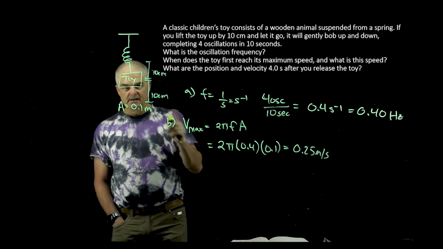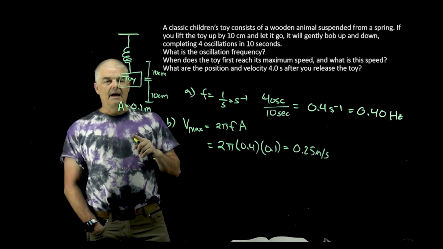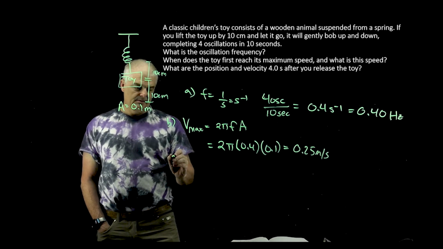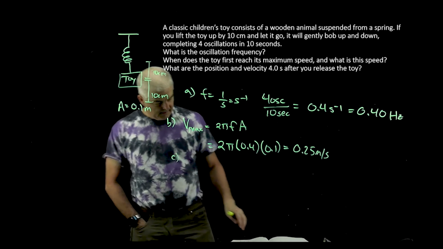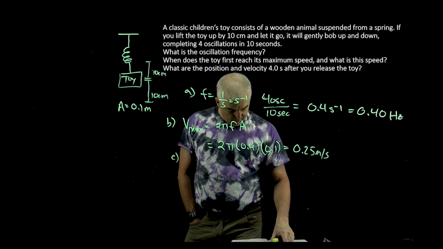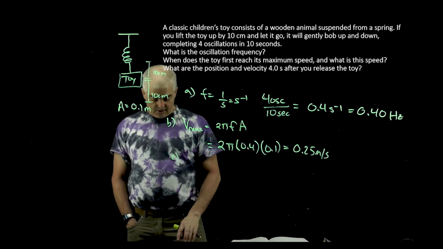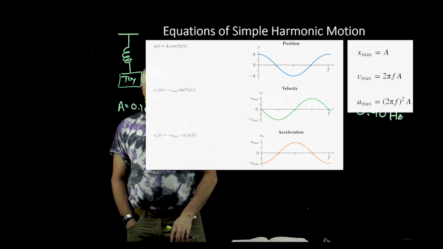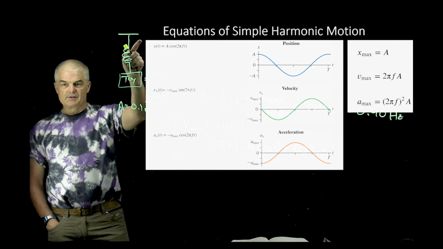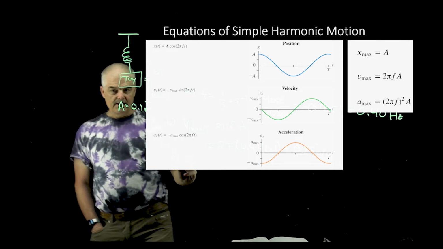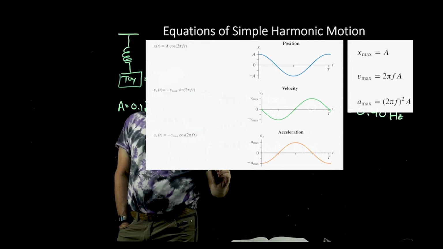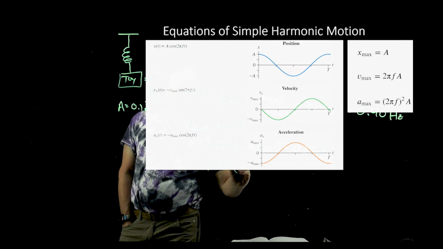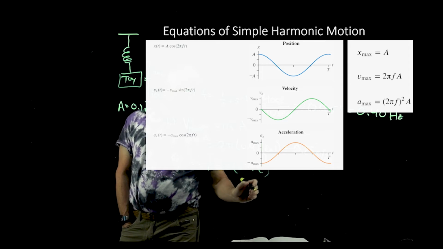And what are the position and velocities? Actually, part C has 2 questions after 4 seconds. For part C, you've almost got like a C and a D, right? So the first thing I did after 4 seconds, I want to use now the position equation right here. So that's going to be x equals A cos of 2 pi ft.